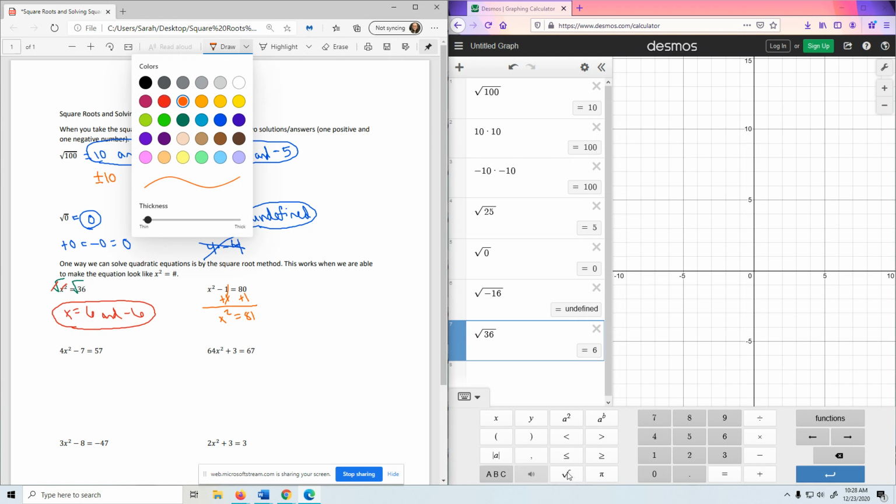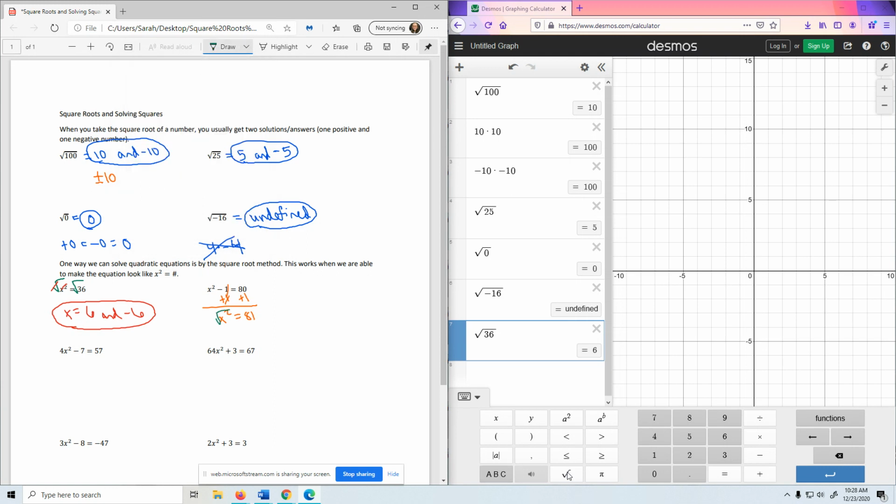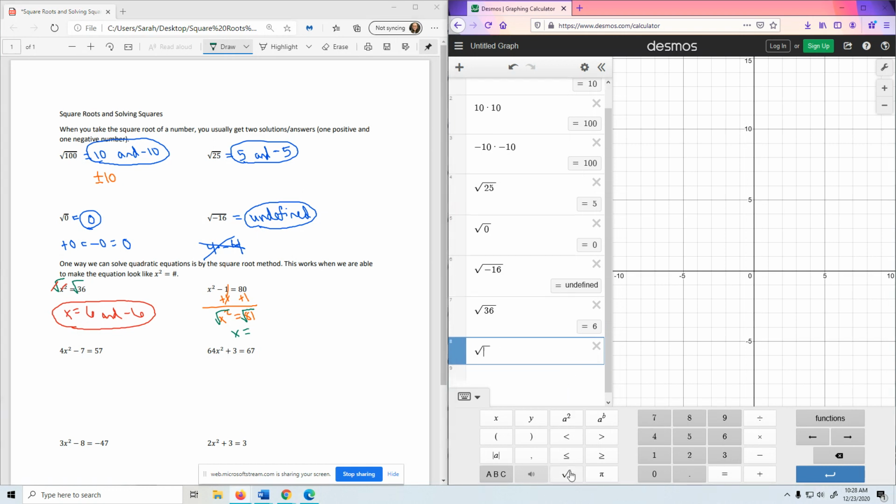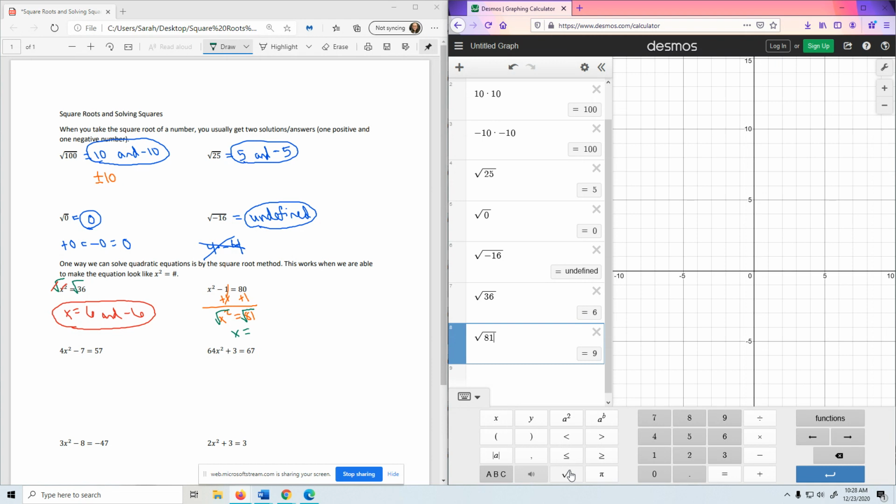Now I go ahead and take the square root of both sides to undo that squared on x. And if you know this, great. If not, you can use your calculator. Square root of 81 is 9. And so that means our two solutions for x are +9 and -9.